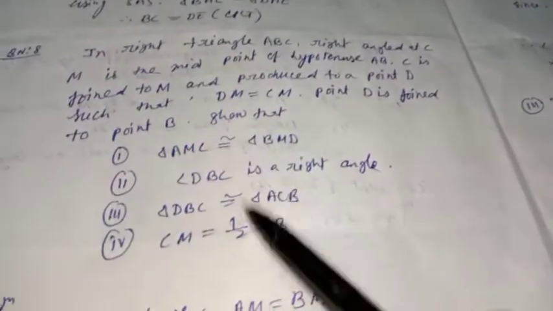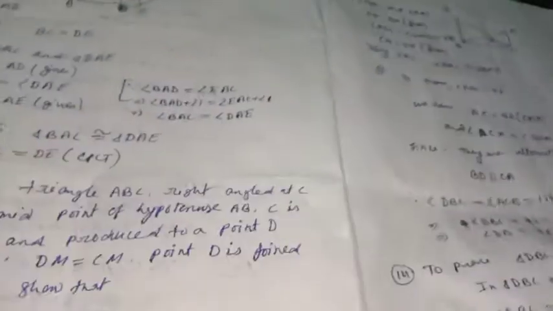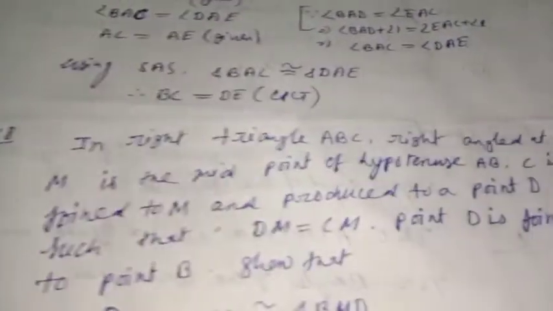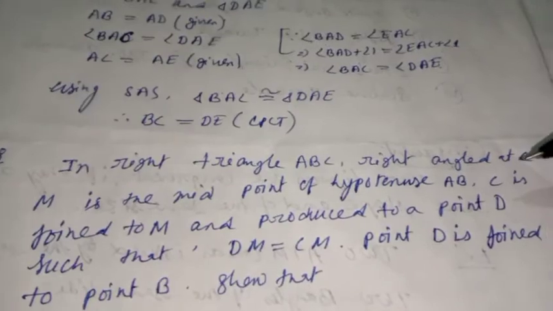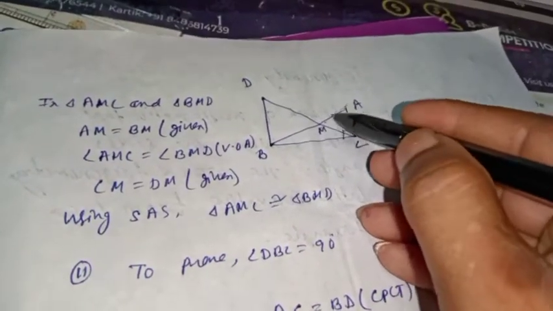So there are 4 questions. First of all, we should try to understand the figure. According to the question, in right triangle ABC, the right angle is at C. M is the midpoint of hypotenuse AB. See, this M is the midpoint of this hypotenuse AB.